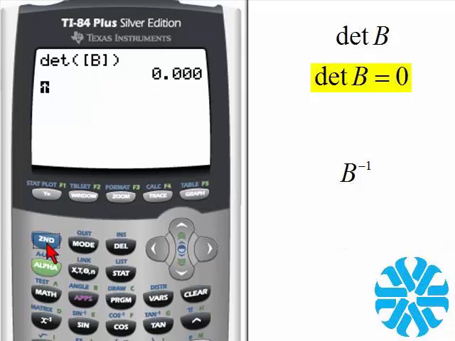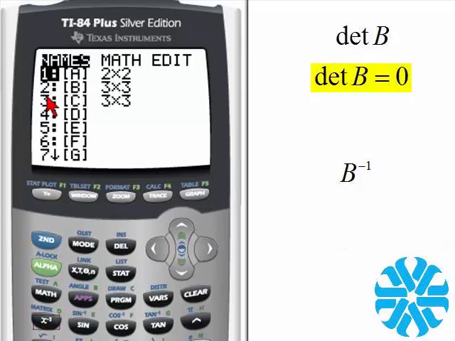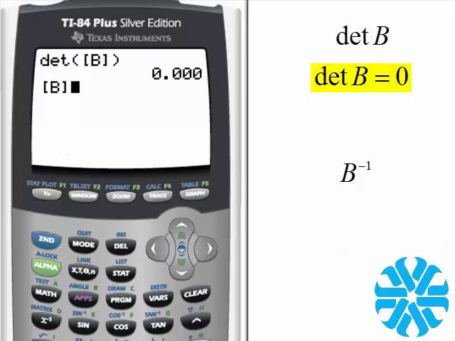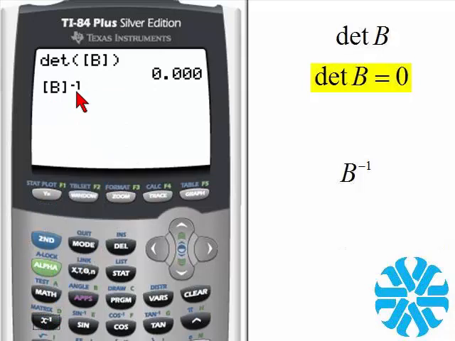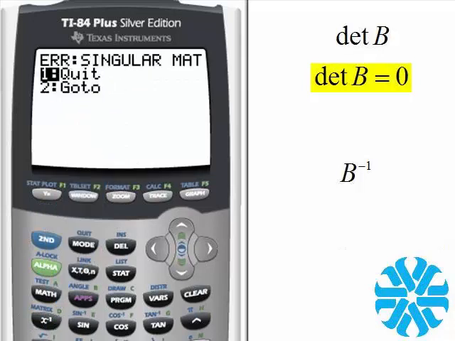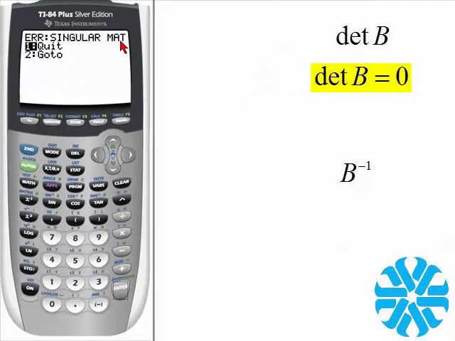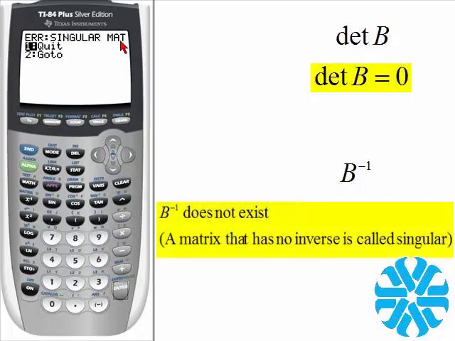So second function matrix, and then we want matrix B, so that's number 2, and all we need to use is the inverse operator here. So click that. So we're calculating the inverse of matrix B. Select enter, and it tells us here that there's an error, it's a singular matrix. Now, a matrix that has no inverse is called singular, so that's why it says singular matrix here. So we can go ahead and clear the screen, and clear the screen once again.